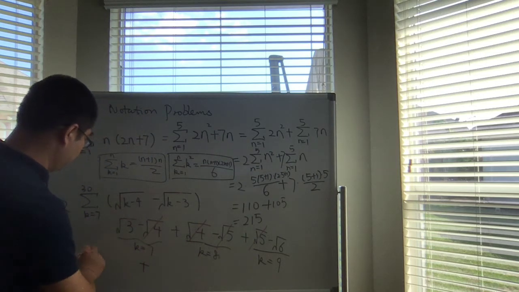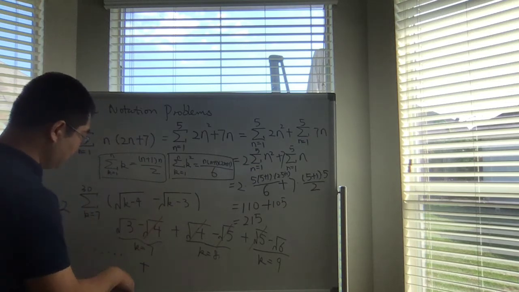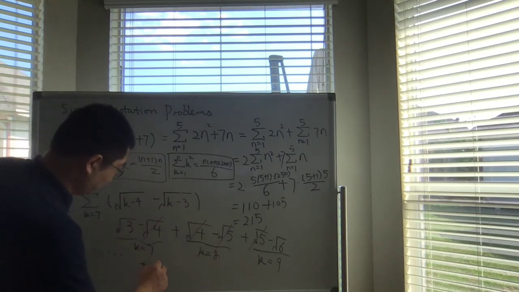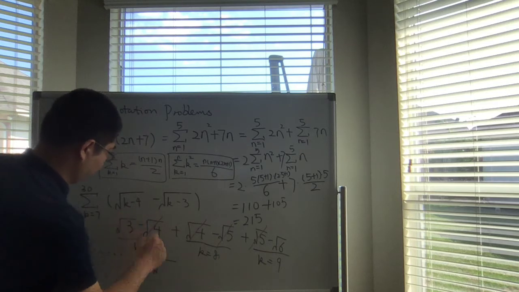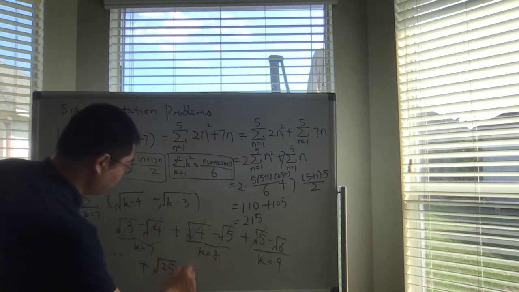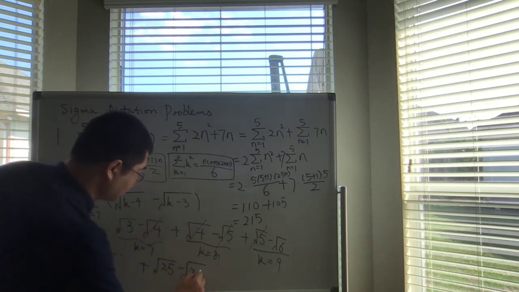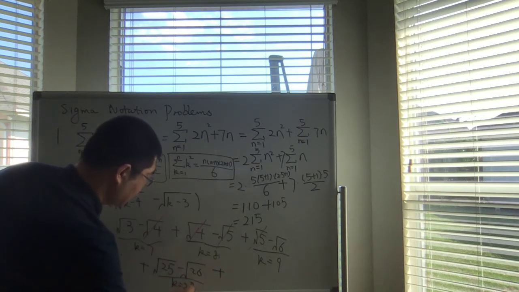Let's write it. Let's put a lot of here. Let's write when k equals 29. So you have square root of 25, right? Minus square root of 26. So this is when k equals 29.